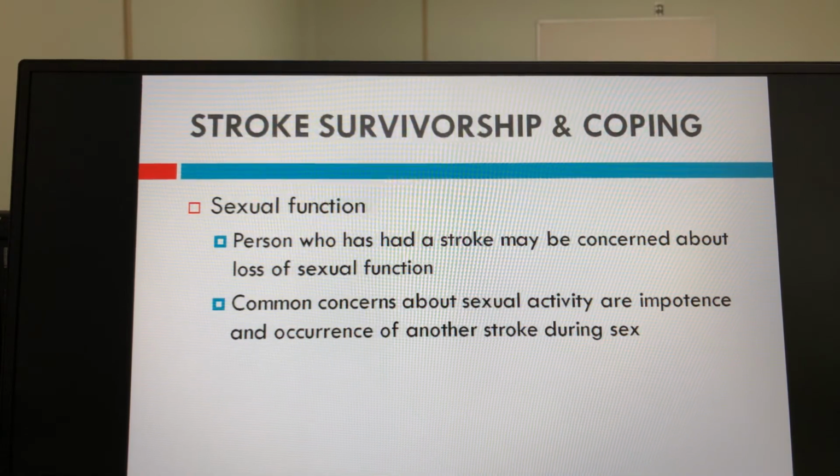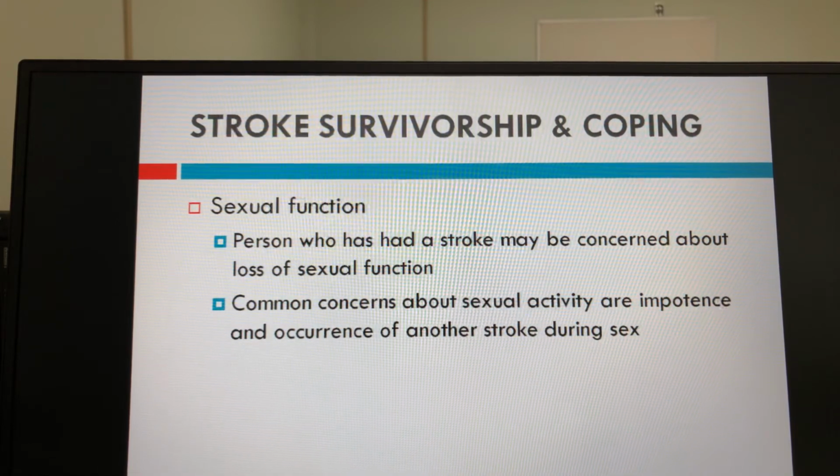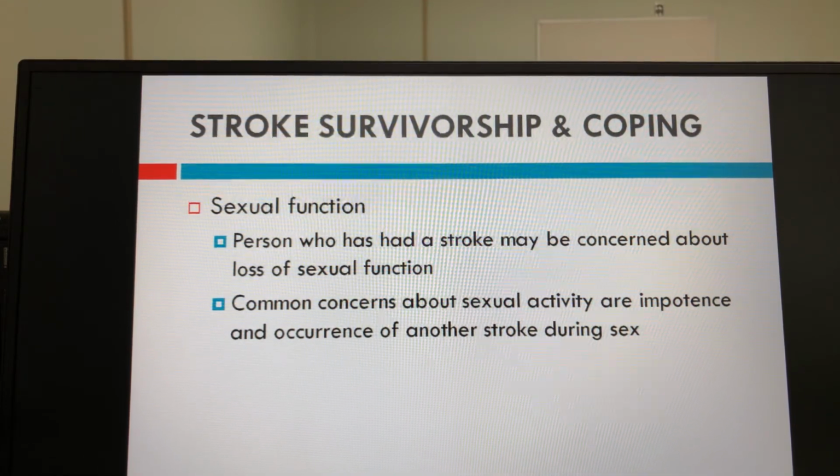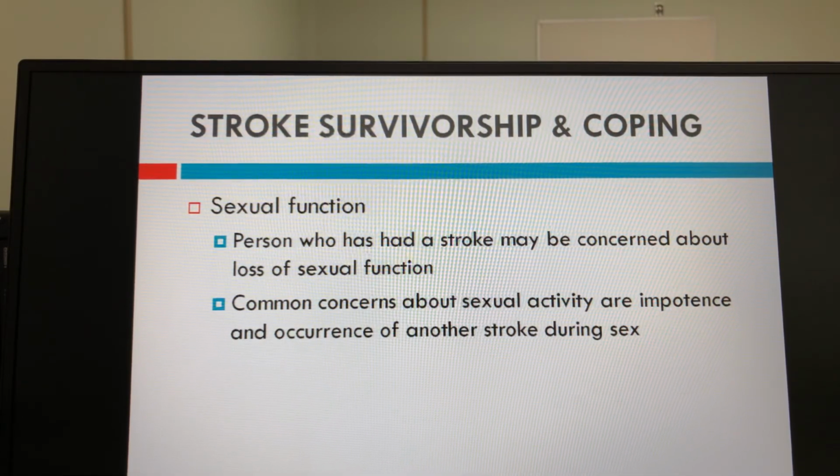Sexual function. A person who has had a stroke may be concerned about loss of sexual function. Common concerns about sexual activity are impotence and occurrence of another stroke during sex. Those are very valid concerns for these people. And that's all I have on my slide.